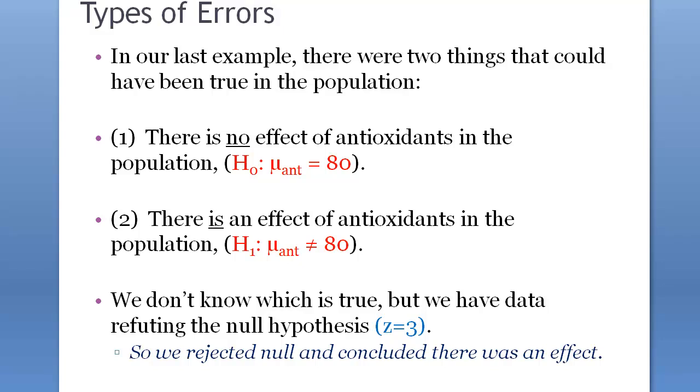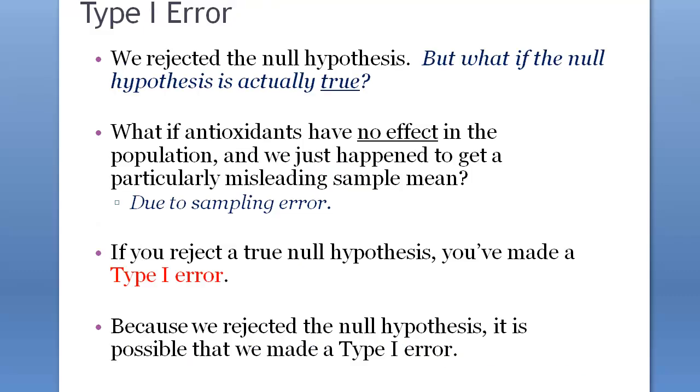In our last example, there are two things that could have been true in the population. One, there's no effect of antioxidants in the population. Two, there's an effect of antioxidants in the population. We don't know which is true, but we had data refuting the null hypothesis, and we rejected the null and concluded that there was an effect. However, what if the null hypothesis is actually true?